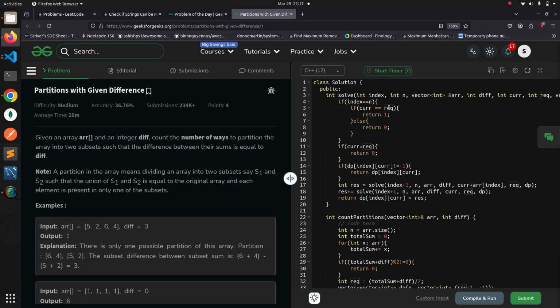If the index is equal to n, which means we have looked at all the array elements, and the current sum is equal to required sum, we will return 1, else we will return 0. If the current sum is greater than required sum, we will return 0. If we have seen this current index and current sum, we will just return the dp value, else we will have two recursive calls. We have two choices, to include it or not. In the first recursive call we will include it in the sum, and in the second recursive call we will not include it. The addition of these will be put into the dp.